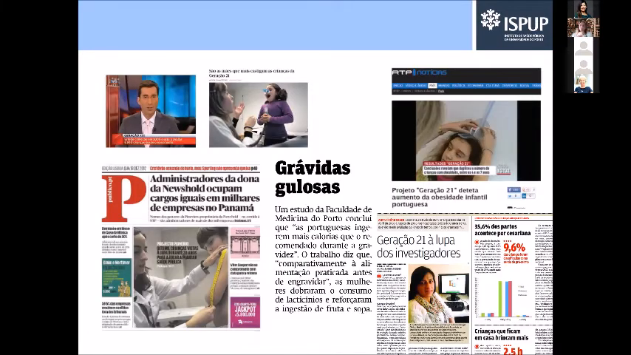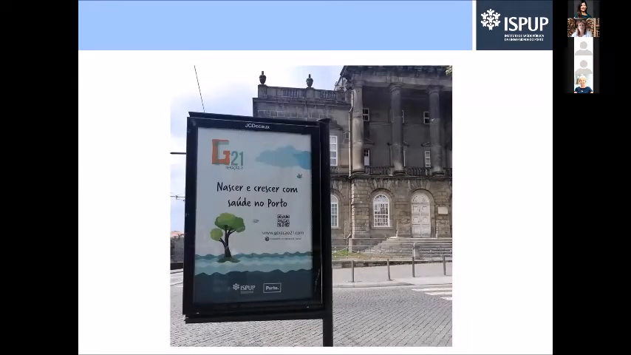Whenever possible, our results are also disseminated in the lay press in order to keep the visibility of the project for society, but also for the participants. This was one of the last activities we did when we were launching the 13 years old evaluation. These outdoors were placed all over Porto, all over the city, and it was a way of getting in touch again with the population and of having participants recognize the logo and the project again, to make Generation 21 more visible.